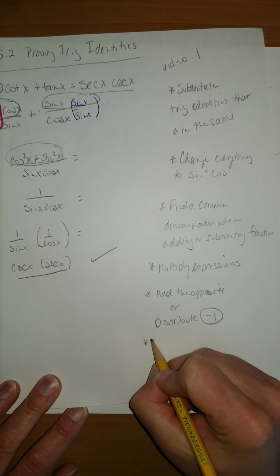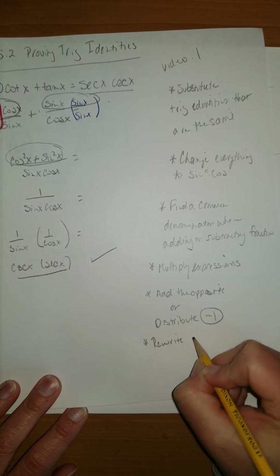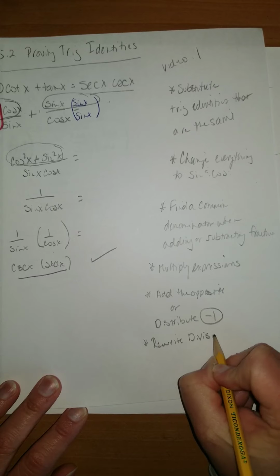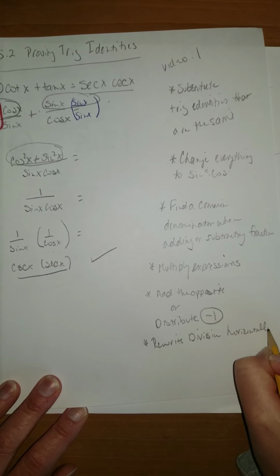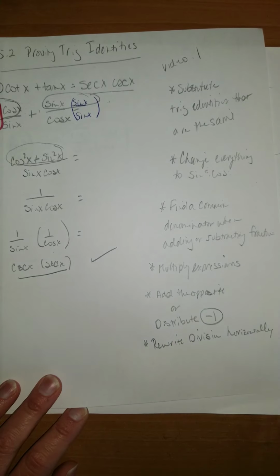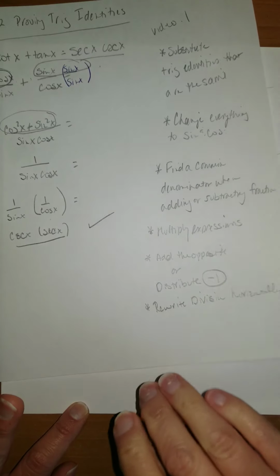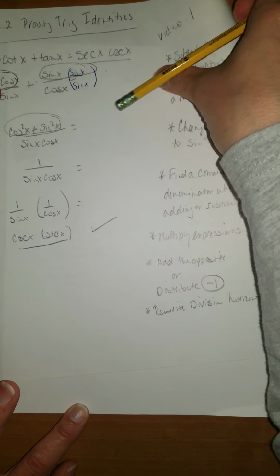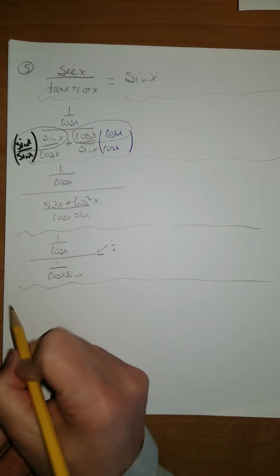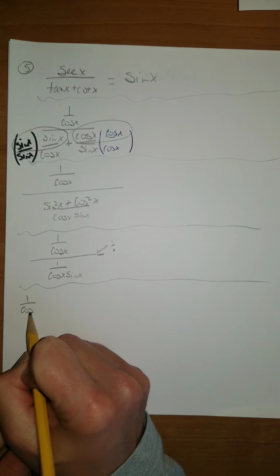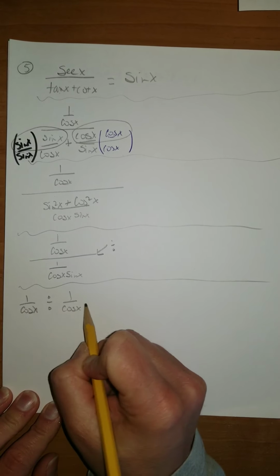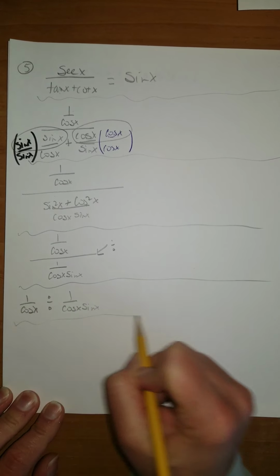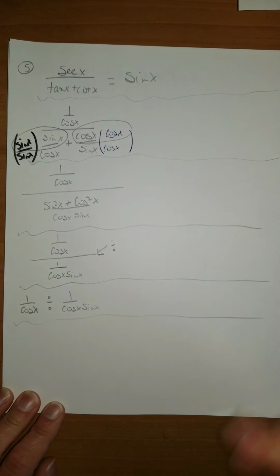We can rewrite division horizontally. Now, some of you guys won't have to do this. You're going to be able to skip to the next step, but I'm just going to show you how this works. And then I might end up skipping the steps too. But that's what it means. So I'm going to have 1 over the cosine of x divided by 1 over the cosine of x times the sine of x. Okay? So this is going to give me another one.